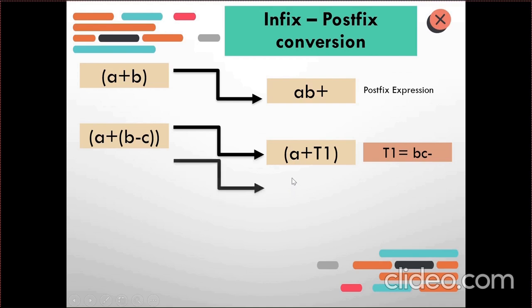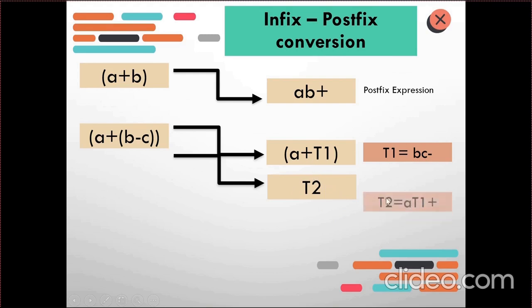So for the time being, we will go to another step. Now we'll be doing a plus t1. So a plus t1 we are calling equivalent to t2. That means we are writing t2 in place of a plus t1. So we'll be generating another partial postfix expression as t2 is equal to a t1 plus. So a is this a, t1 is this t1, and plus we have placed on the right hand side of the two operands. So this t2 is equal to a t1 plus.